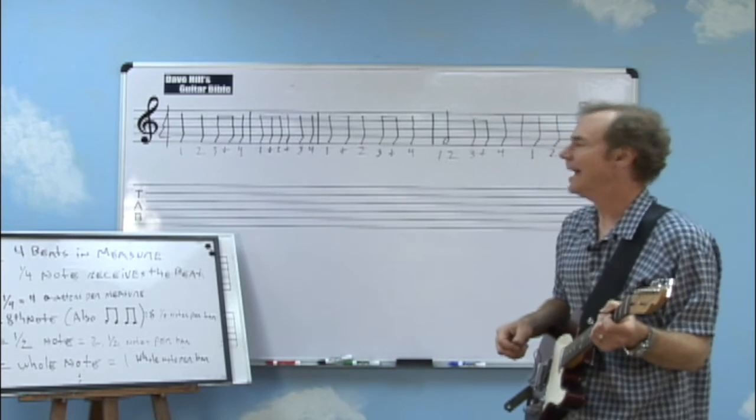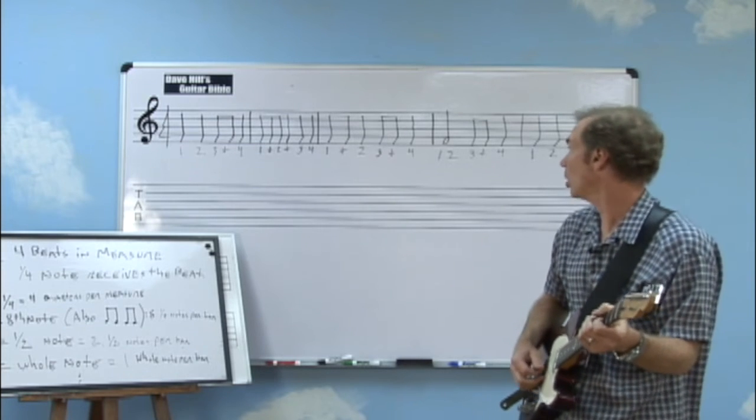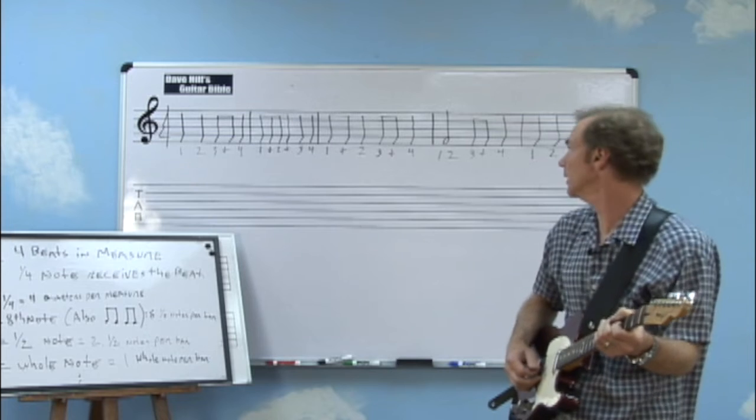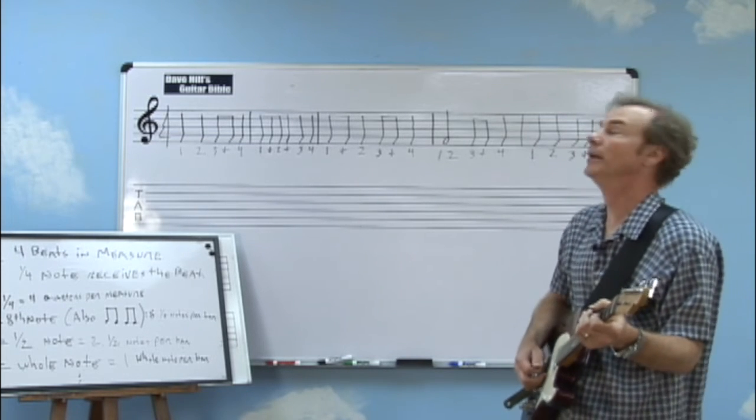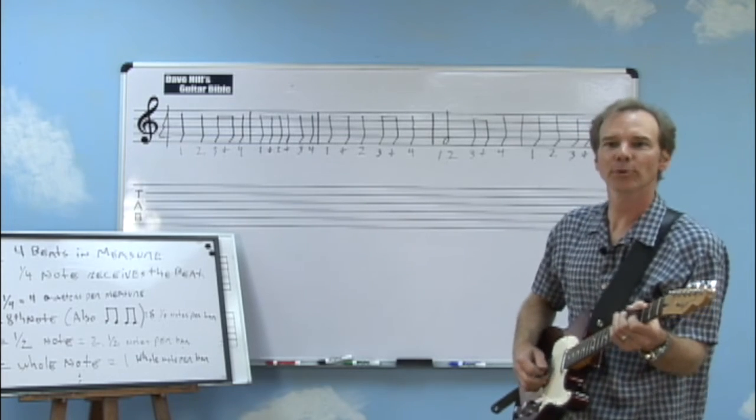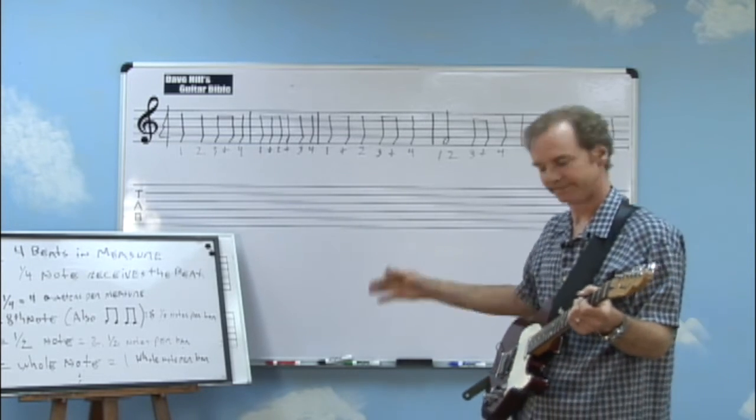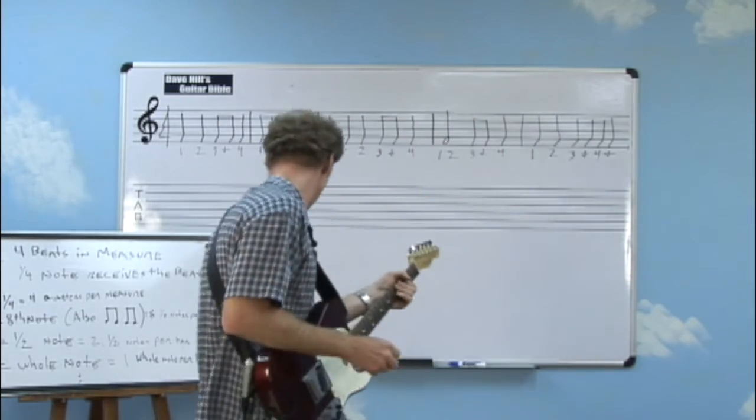1, 2, and 3, 4. 1, 2, 3, and 4. 1 and 2 and 3, 4. 1 and 2, 3, and 4. 1, 2, 3, and 4. 1, 2, 3, and 4, and. Okay, very good. I wanted you to make sure you saw that half note. Let me try it again.